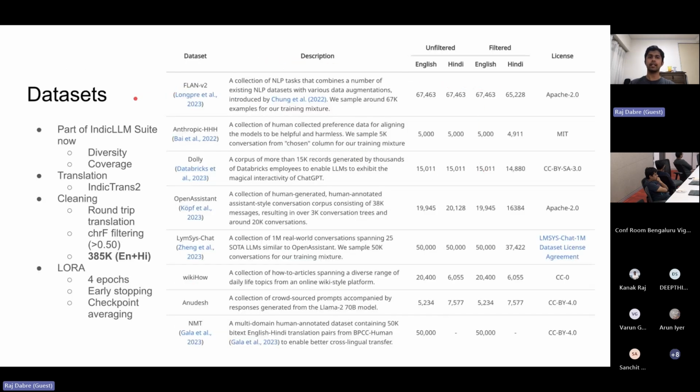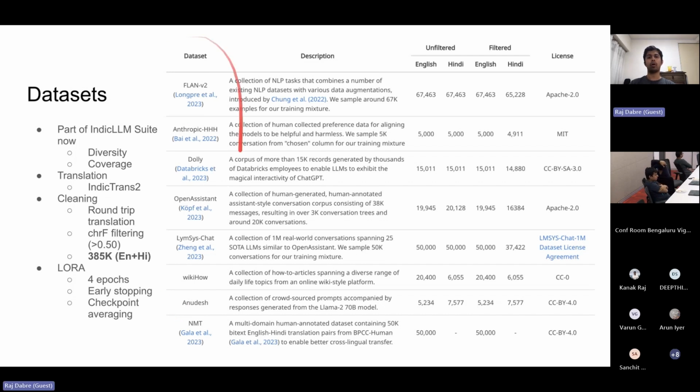Okay, so the data set that we used is currently a part of the Indic LLM suite, but what we wanted to go for was diversity and coverage. So we looked at FLAN v2, we had the Anthropic HHH, we have Dolly, we have Open Assistant, we have LMSys Chat, WikiHow, and Anudesh. Now, Anudesh was one of the things that we were creating at the time for the Indic LLM suite. We also wanted to test whether it was useful for any general instruct model, and therefore we put it into practice for Airavat. And then NMT. Why NMT? Because any LLM should be able to handle machine translation as well.